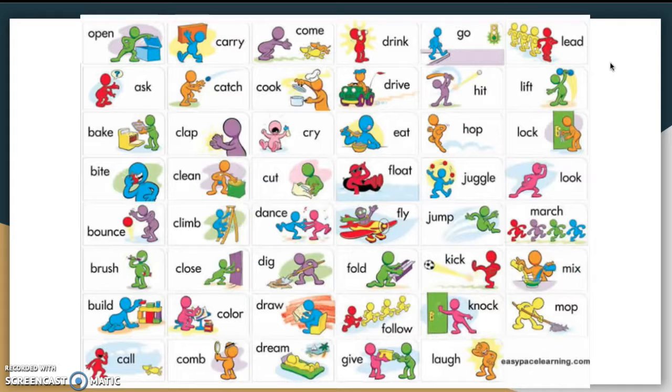Here's a picture to help you go over some verbs that you might already know. So I'll just read a few on this page. Close, dance, hop, kick, and give. You can come back to this if you want to review some verbs.